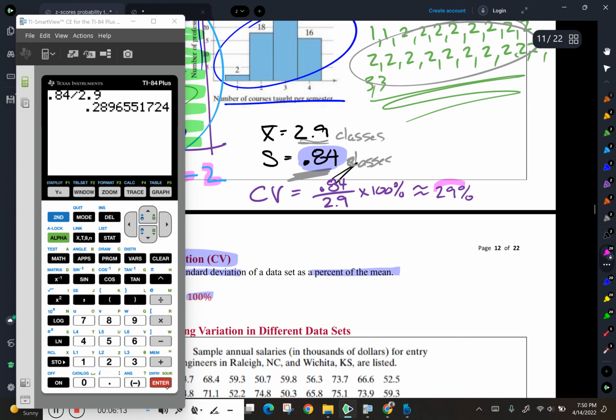Sometimes this is a better number to look at because it allows you to understand whether this is big or whether this is small. It's about a third of the mean. Well, it's not big, but it's not small. It's average size, medium size, however we want to word that, right?